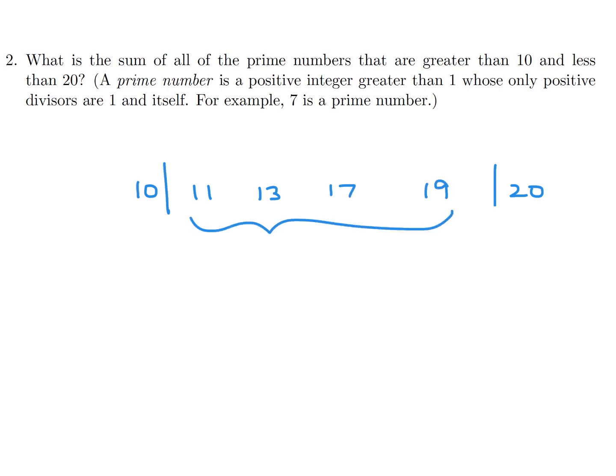So they want you to sum. They want you to add them all up. So when you add them all up, it's 60. Just those four.